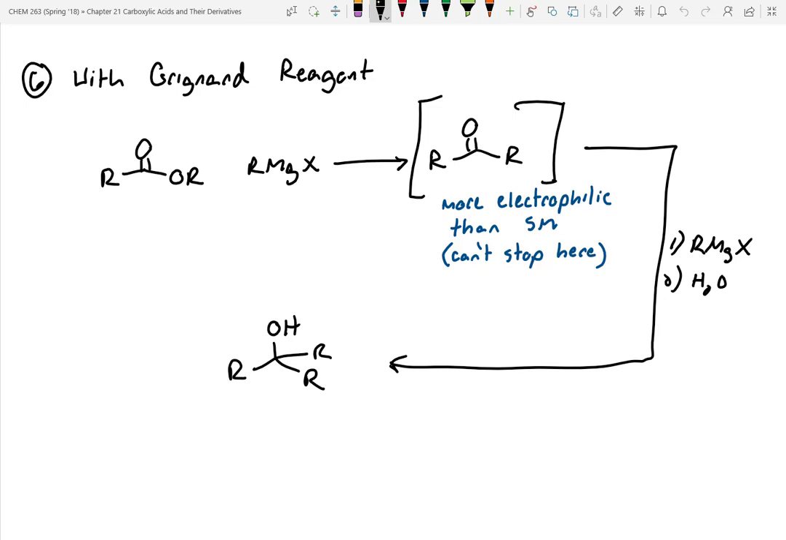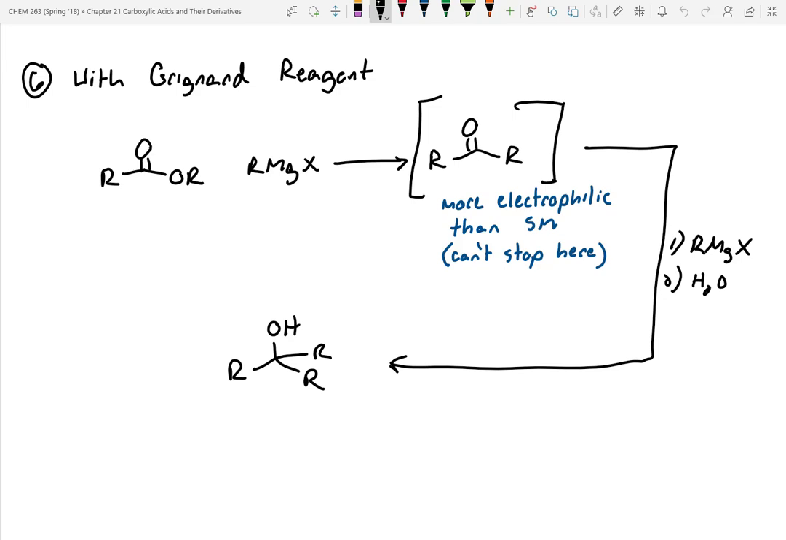I think somebody asked me last year too if you can do this with the Gilman reagent and stop at the ketone. I don't believe that you can because esters tend to be fairly bulky and not as electrophilic. So you can't really use the Gilman reagent, at least to my knowledge.